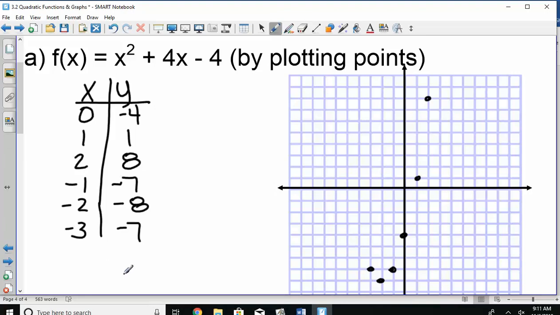Now it's finally looking like a parabola. If I wanted to do one more, let's say I put in -4, then I get 16 minus 16 minus 4, so -4. So we definitely have a shape now.